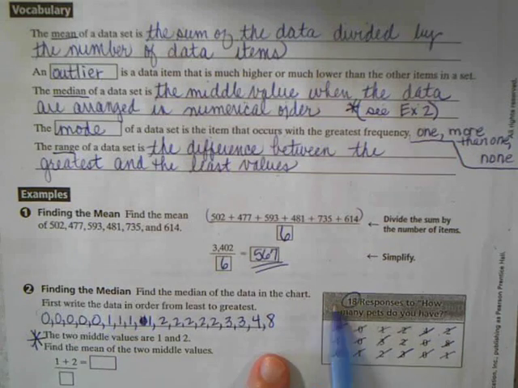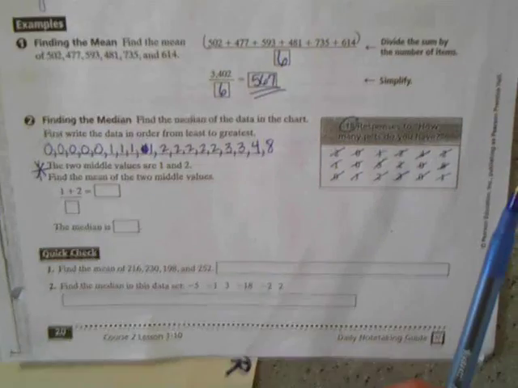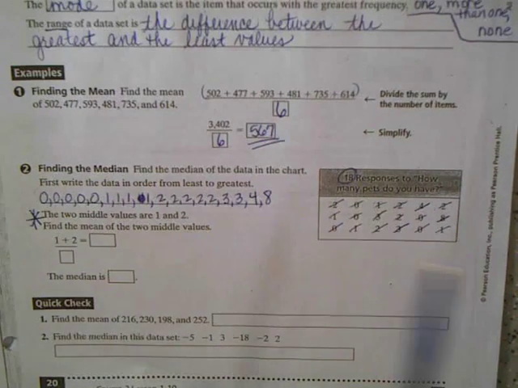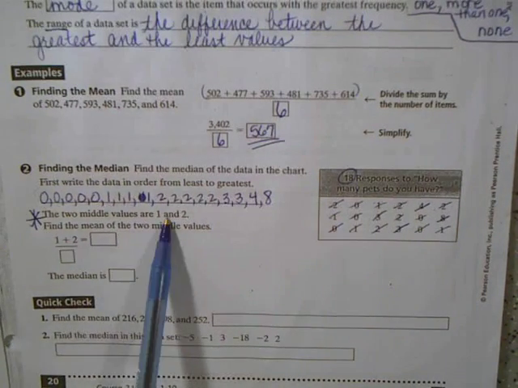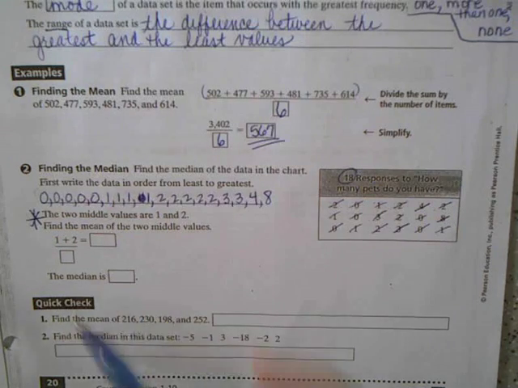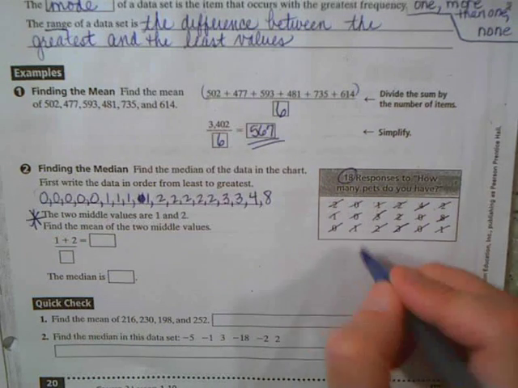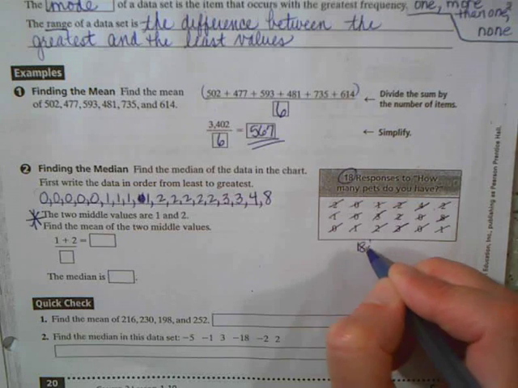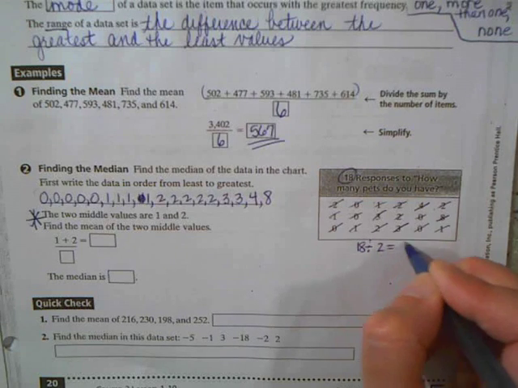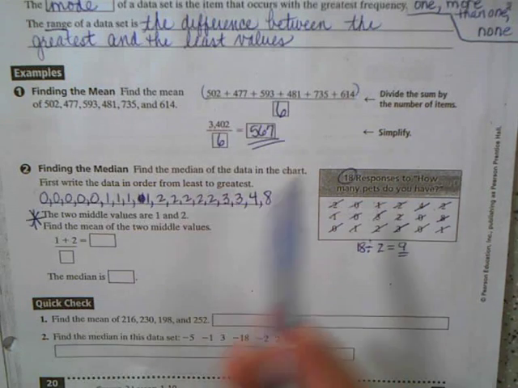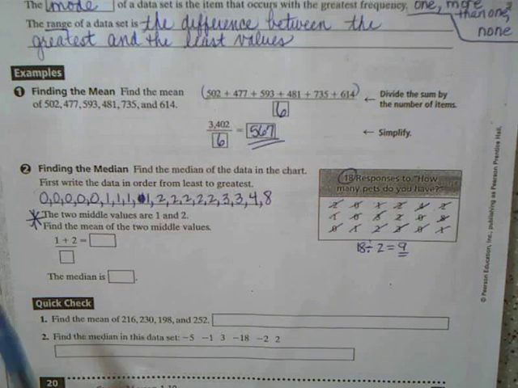Now, this is an even number of items. What that means is I'm actually going to end up with 2 numbers that are in the middle. So the 2 middle values are 1 and 2. And let me show you how you know that. If I take 18 divided by 2, that's 9. So I should count 9 from each end, and it's going to show me the 2 middle values.